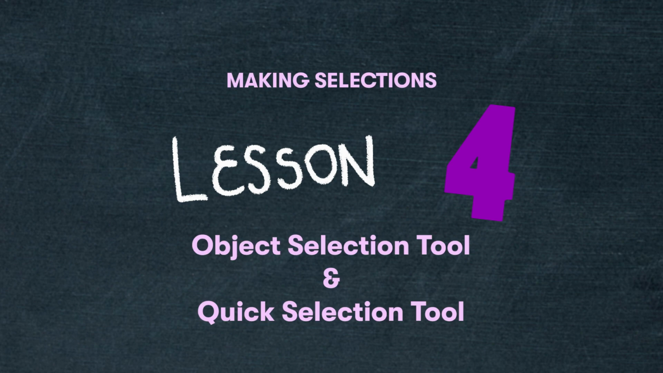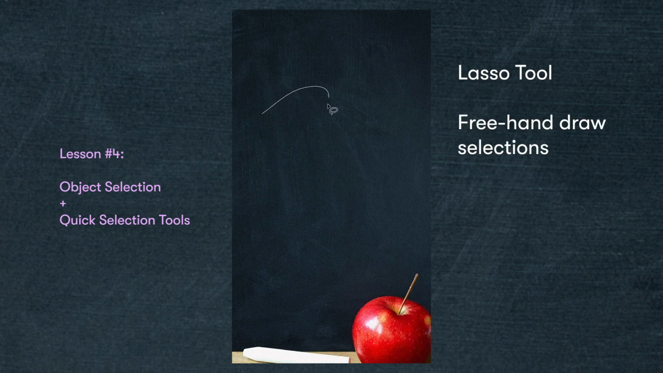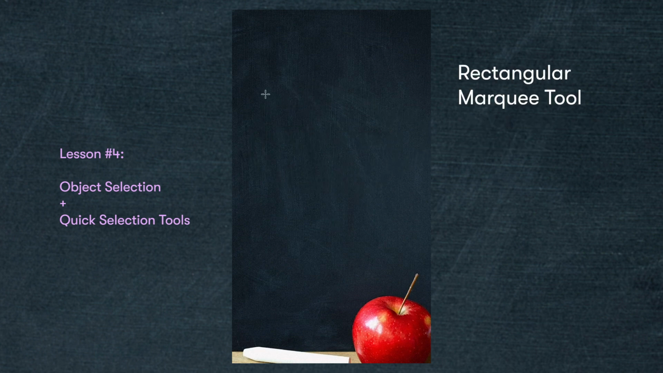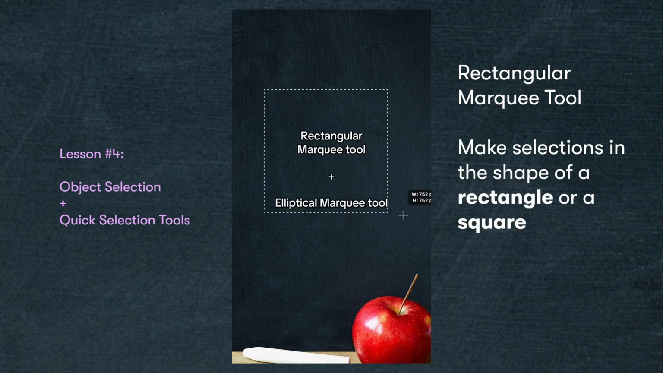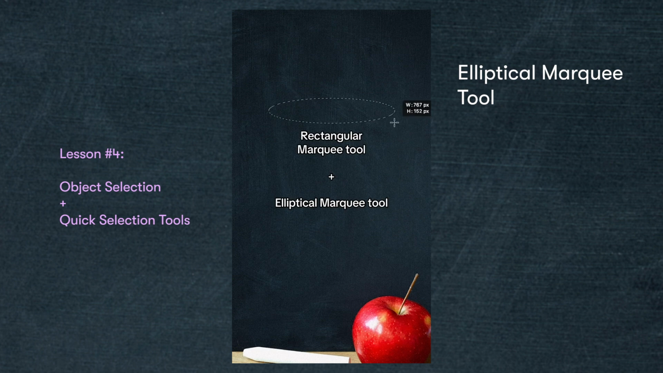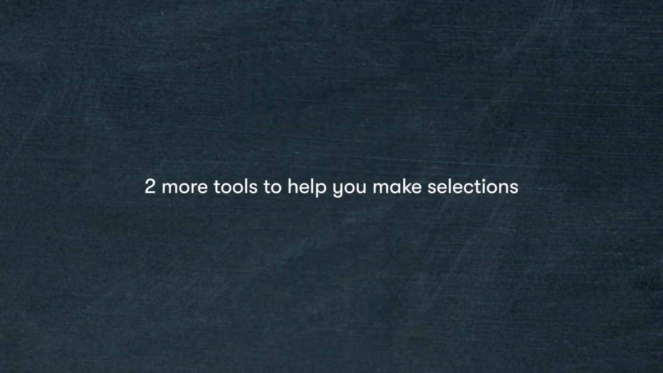In today's lesson, I'm going to introduce 2 more tools on the toolbar that help you make selections. So far, we've learned about the lasso tool, which lets you freehand draw selections. We've learned about the rectangular marquee tool, which lets you make selections in the shape of a rectangle. And we've learned about the elliptical marquee tool, which lets you make selections in the shape of an ellipse. Today I'm going to show you 2 more tools that help you make selections.